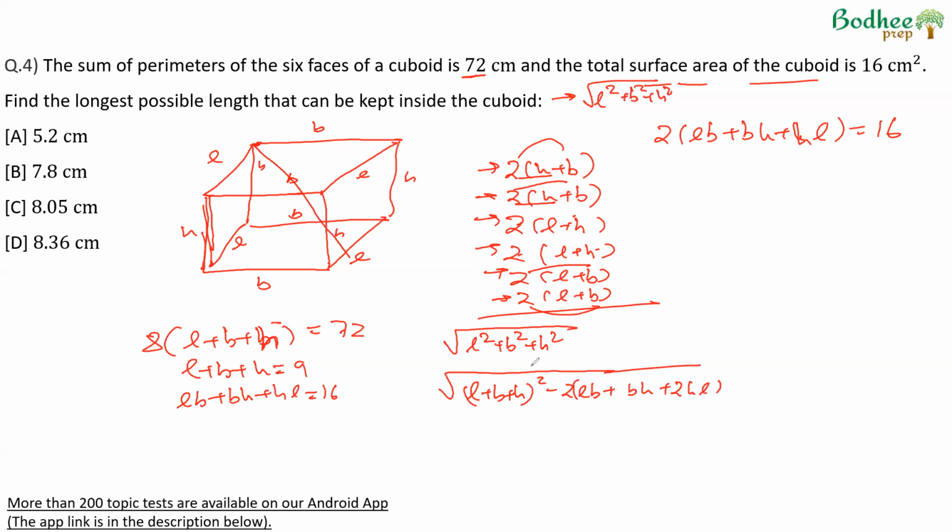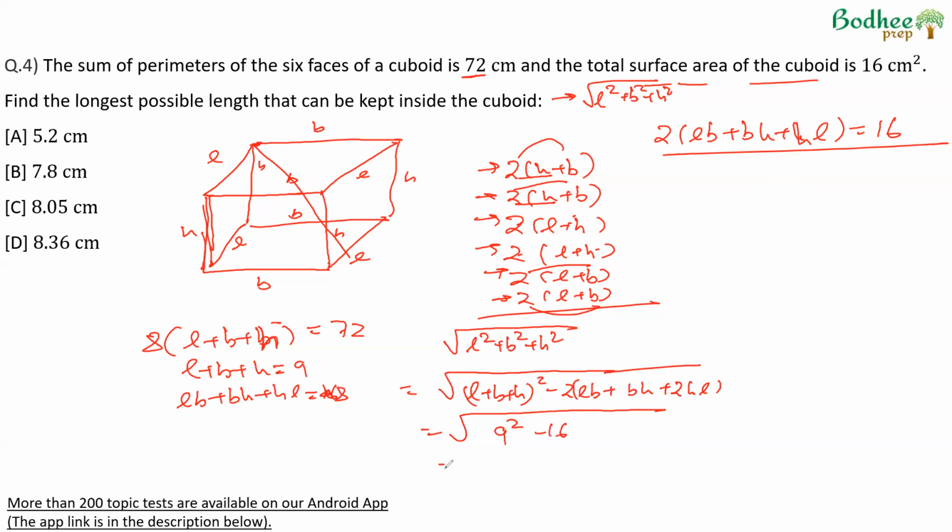A plus B plus C whole square is A square plus B square plus C square plus 2AB plus 2BC plus 2CA. Subtract it from A plus B plus C whole square to get A square plus B square plus C square. L plus B plus H is 9. Minus 2 into this is 16. This should have been 8, but anyways.